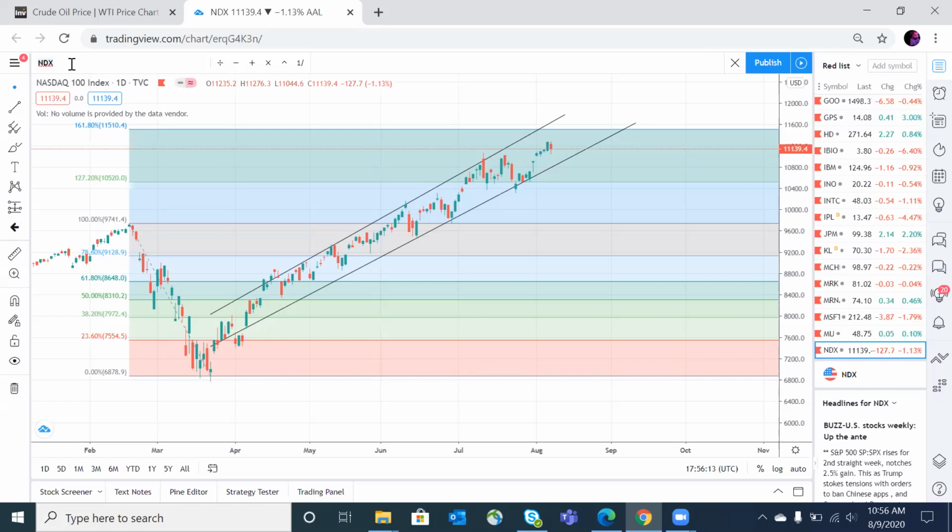There's a gap between 10,700 and 11,000, with just one small candle between that.